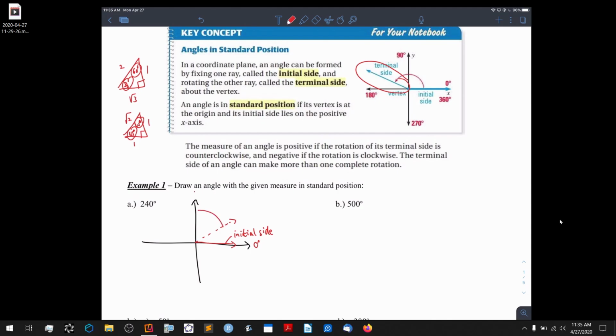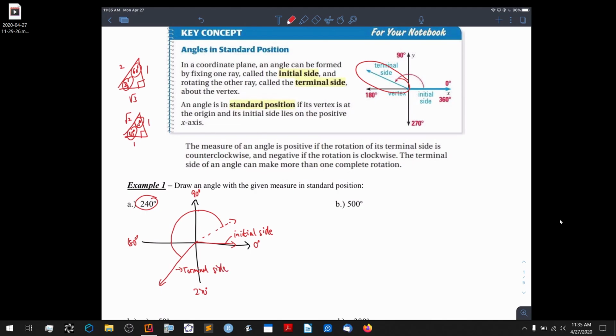Okay, I have to go past 90 degrees because the angle I have to draw is 240 degrees, so I have to keep rotating. Then I have to go past 180 degrees because I'm looking for an angle that's 240 degrees. Now 270 degrees is here, and so I'm not rotating all the way to 270. Somewhere over here will be my terminal side.